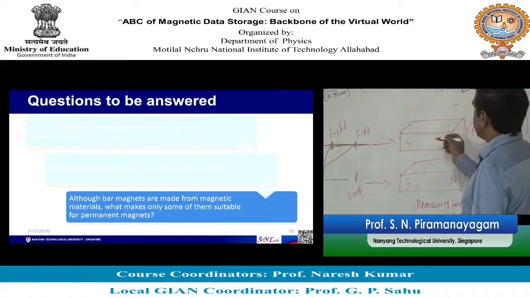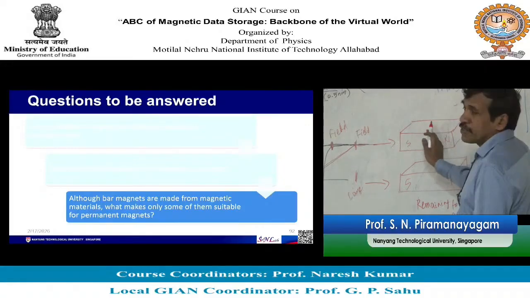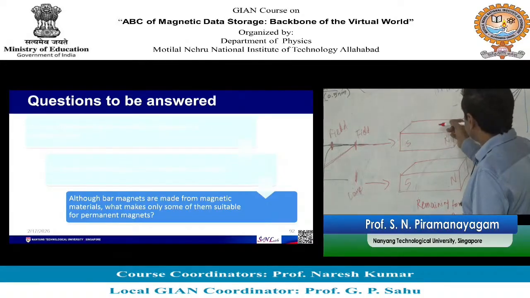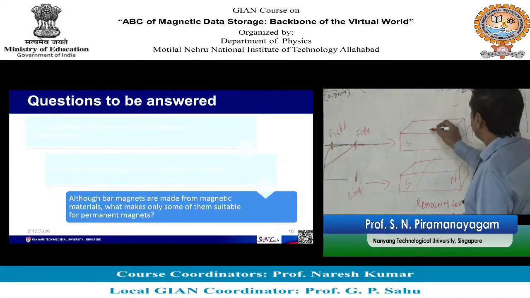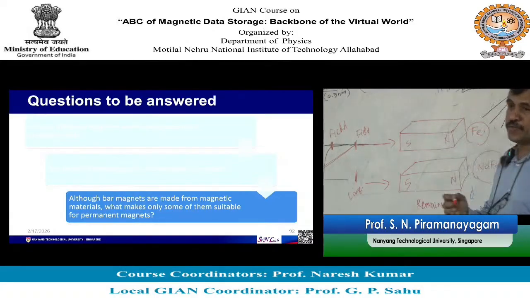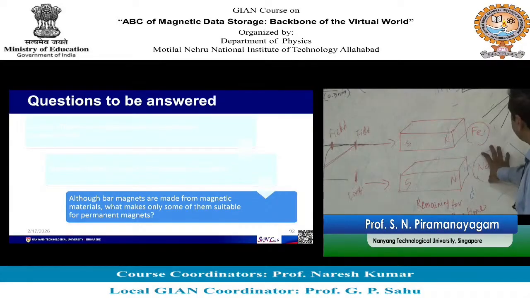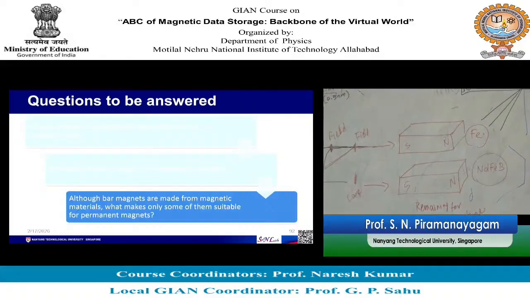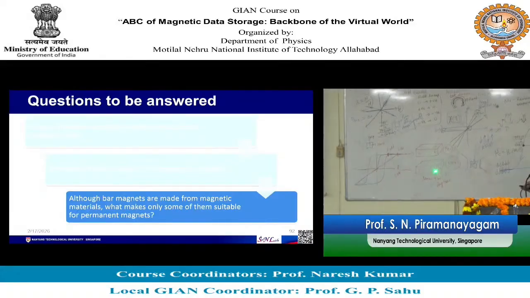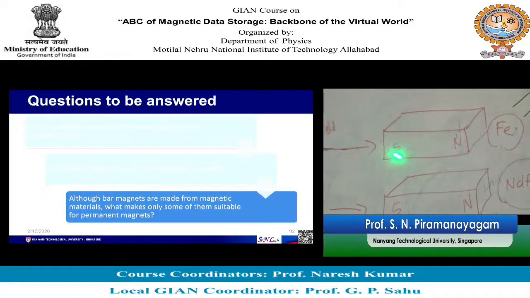Okay, but in the case of iron, maybe the north south pole will be kept for some time, but after a few hours you may lose the north and south polarity. Okay. So the main difference between a neodymium iron boron and iron is the anisotropy. Okay. So anisotropy, magnetic anisotropy is the one that makes certain materials hard and certain materials soft.